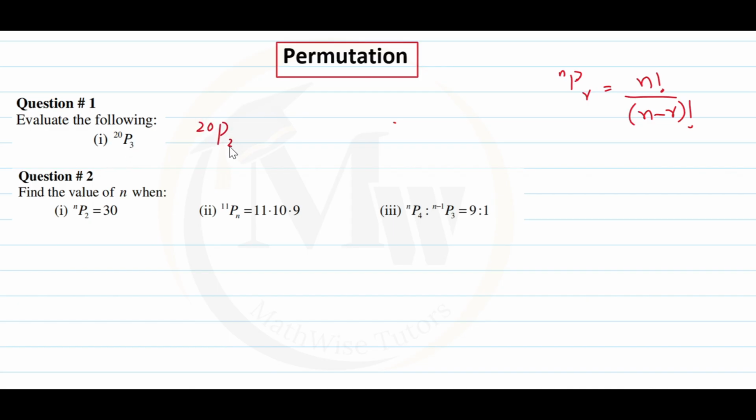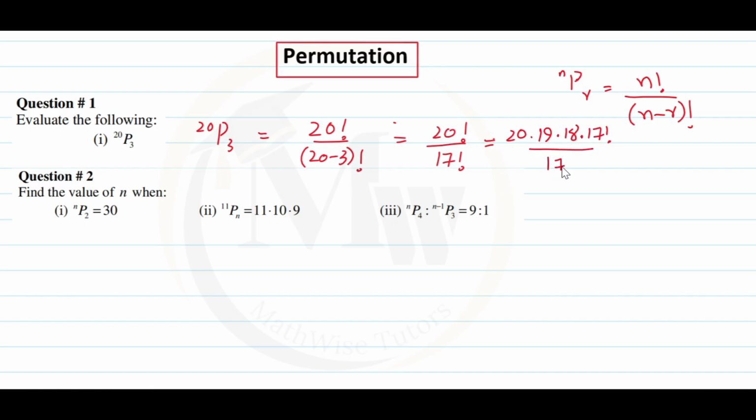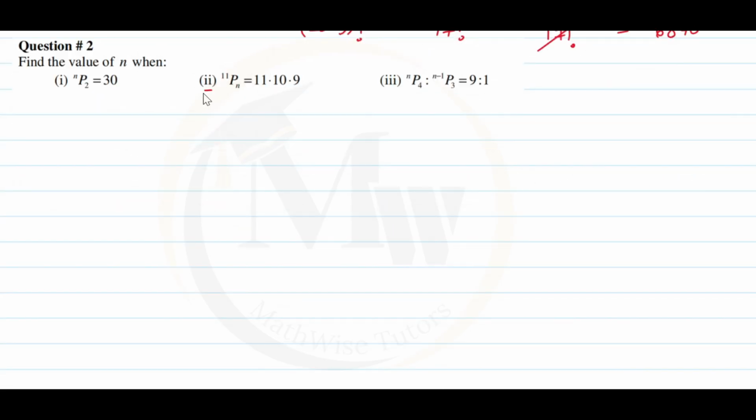If we need to find 20P3, n is 20 and 3 is considered as r, so use the formula 20 factorial over 20 minus 3 factorial. Solving this, it is 20 factorial over 17 factorial. We expand this 20 factorial as 20, 19, 18 and 17 factorial, which will be cancelled with the denominator, and you're left with 6840.